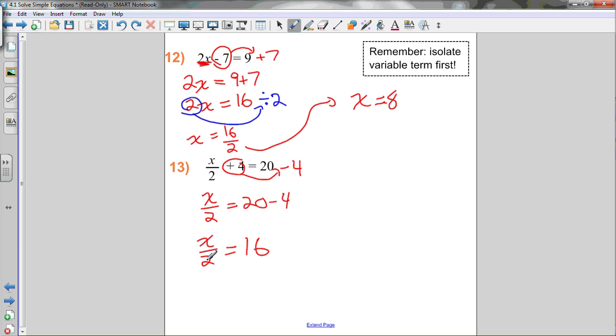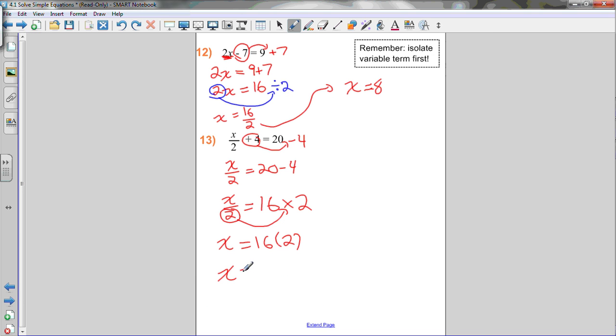Now I want to bring this 2 to the other side of the equation because I want to get x all by itself now. Okay? So the opposite of dividing by 2, if I bring this to the other side, is multiplying by 2. So x is equal to 16 times 2. And 16 times 2 is 32. So x equals 32.